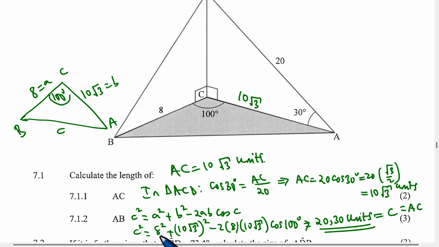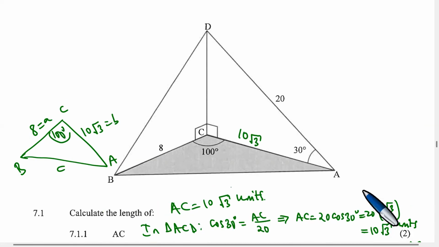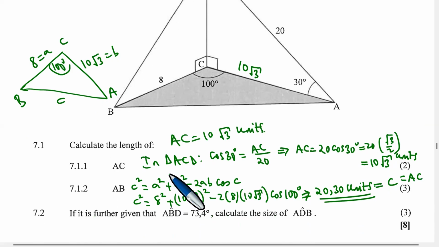If you use a calculator, you have a squared plus everything, cosine 100, you get the answer. Then you take the square root of the answer, you get C, and C is 20,30 units. So that is the length of AB. We have just found the length of AB. We dealt with the triangle ACB.